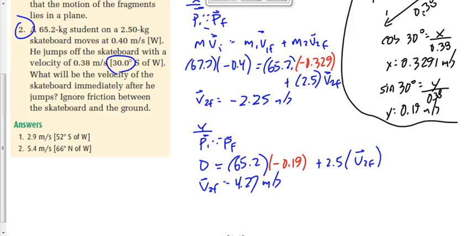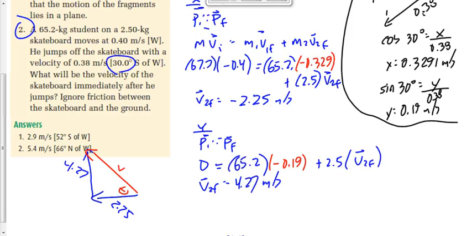So now we combine them. Now we do our physics 20 work. 2.25 to the left. Sorry? I don't think it is. I think it's positive 4.27. Yeah, this goes over to the left side by adding, right? There we go.